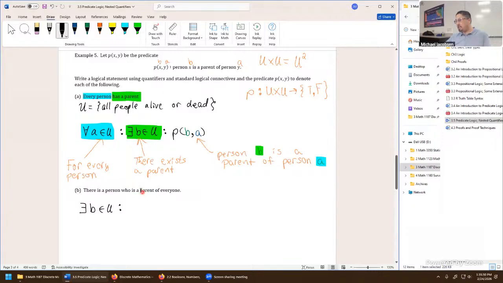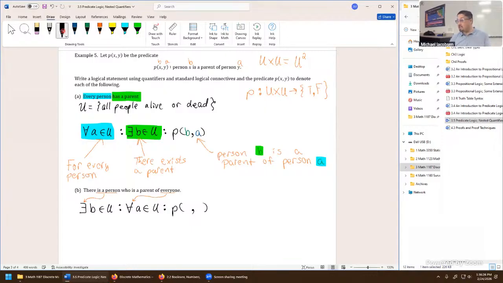that person is a parent of everyone. Being a parent of everyone means we now have to use a universal quantifier. This is going to be a for all situation. So instead, there is a person. That's the existential part. It's going to be a parent for everyone. So we'll say for all. Everyone here gave us the universal quantifier. And I'll say for all A in the set U once again.